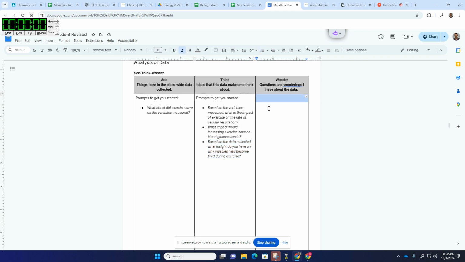And then finally, what's something that you still wonder about exercise and its effect on the body, especially as it might relate to energy and energy levels?